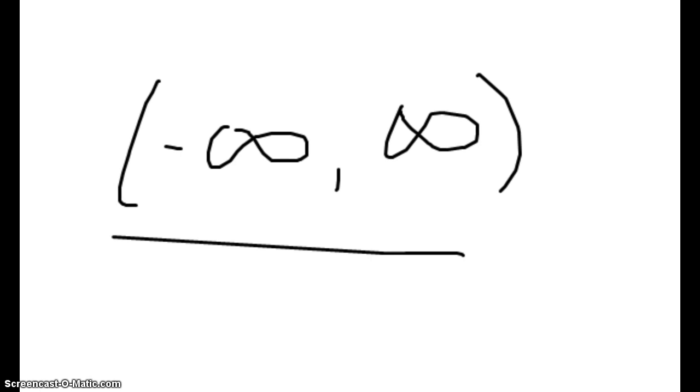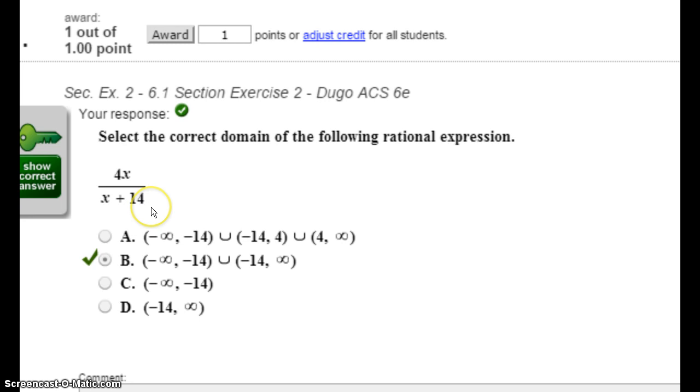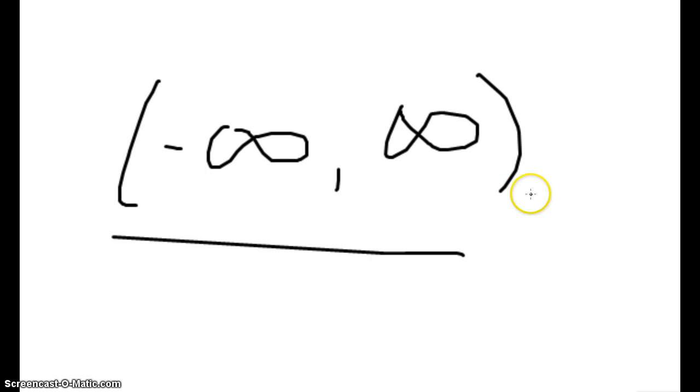But there are some things you have to look out for. You can never divide by 0, and you also can't have a negative number underneath the square root. Now there's no square roots in this problem, but there is a division. So 4x is divided by x plus 14. So this is what we're assuming by default.